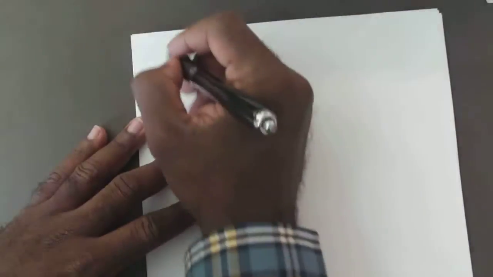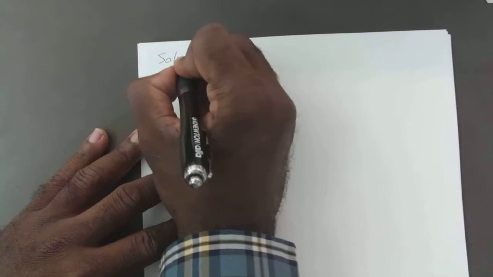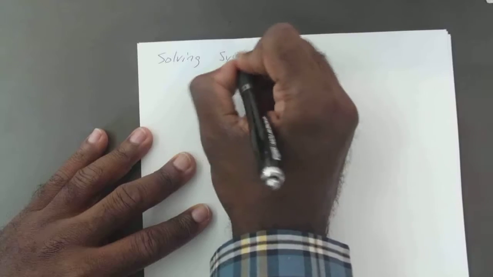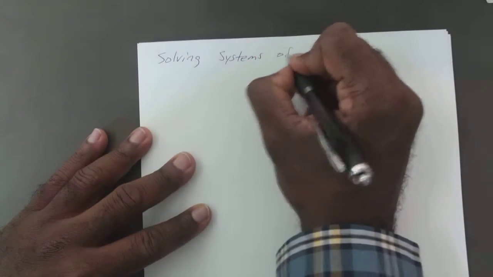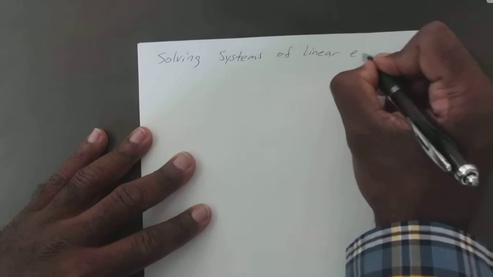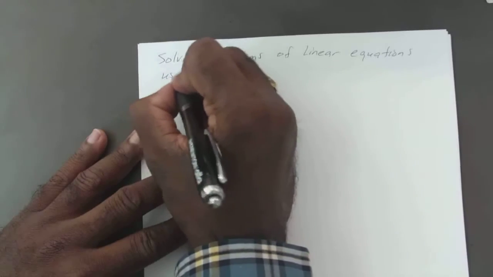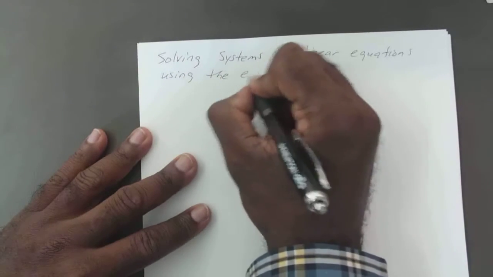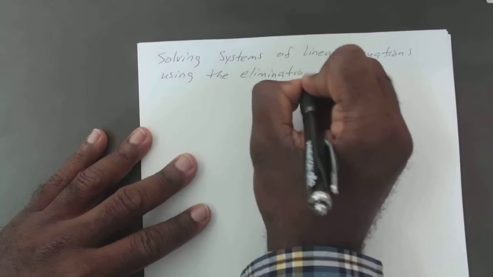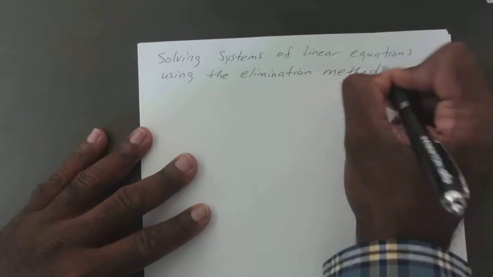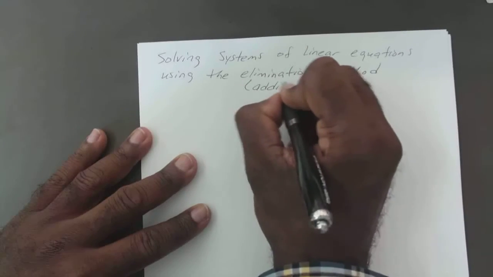Okay, so that was our substitution. Now we're going to use elimination. Some books call it elimination, some people call it adding. It's pretty much the same thing. So we're going to be solving systems of linear equations using the elimination method. And sometimes it's called the addition method.